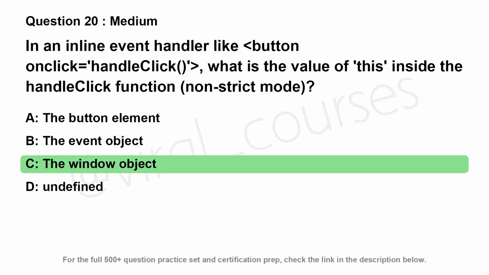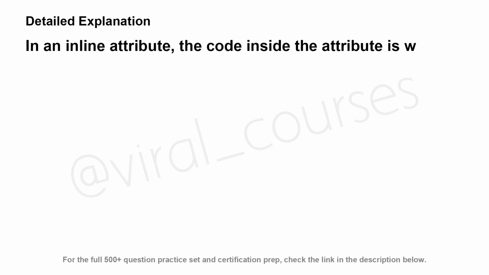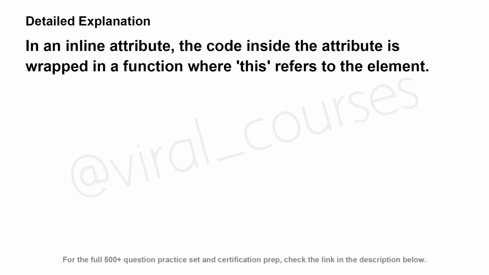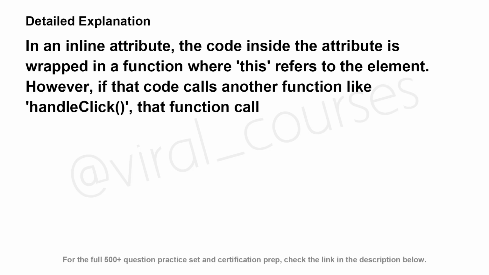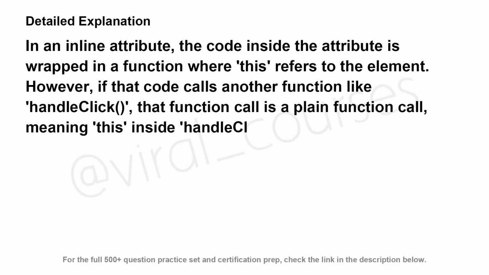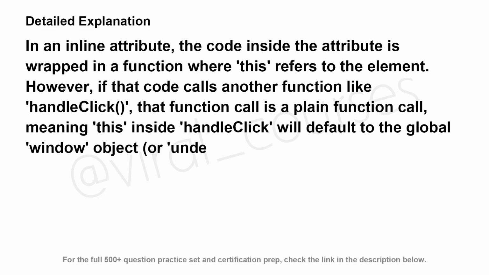The correct answer is C. In an inline attribute, the code inside the attribute is wrapped in a function where this refers to the element. However, if that code calls another function like handleClick(), that function call is a plain function call, meaning this inside handleClick will default to the global window object, or undefined in strict mode.